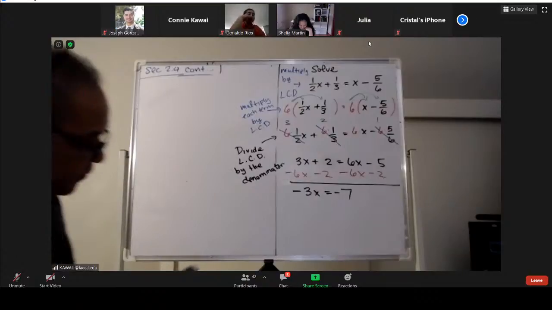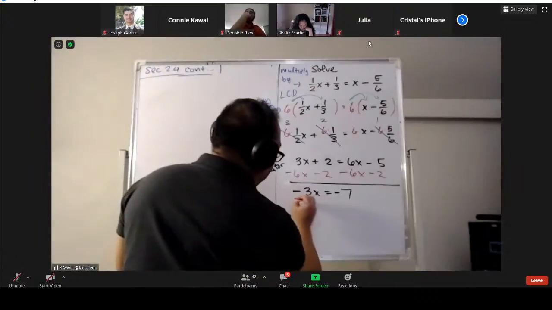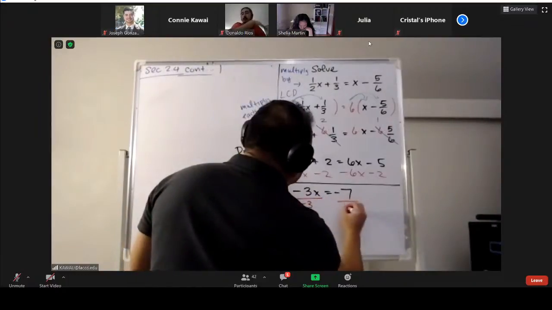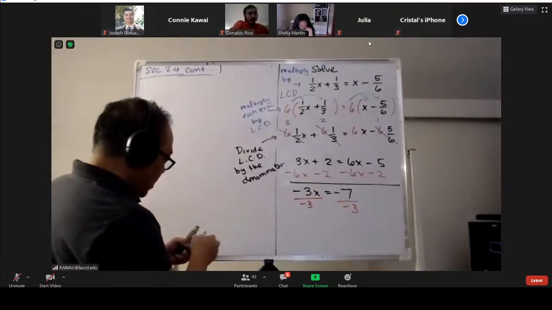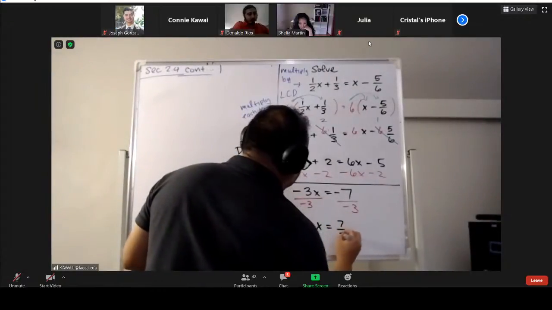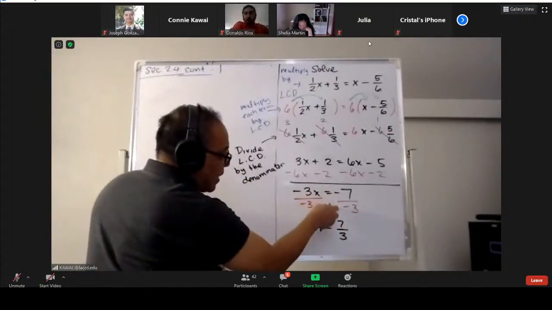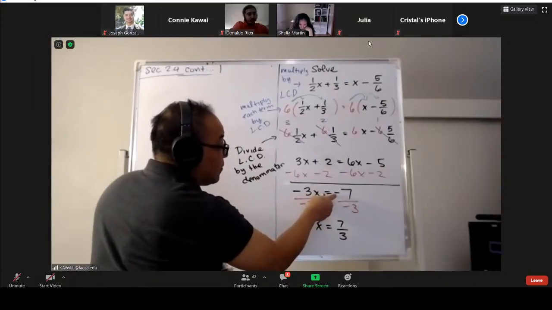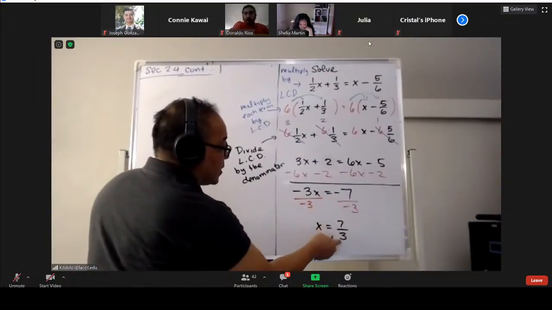Now, I'm going to divide both sides by -3. And then I'm going to have x is equal to 7 divided by 3. Okay, so you're not allowed to have this double negative. A negative divided by a negative is a positive.